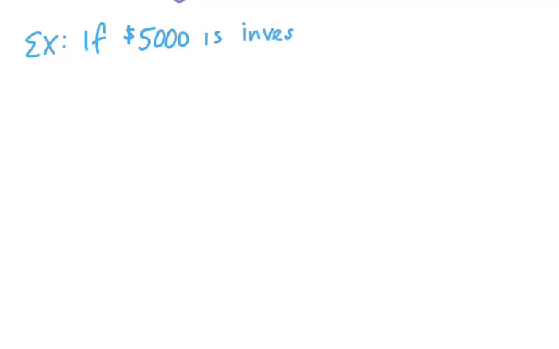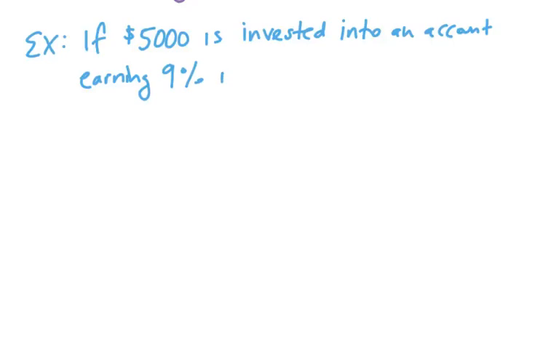So if $5,000 is invested into an account, and I want to make this kind of fun, so maybe assume it's Monopoly money or something, but let's say we were able to get a really good rate. I'm going to say 9%, which is like crazy. So 9% interest. And let's say we're able to get compounding monthly. So the more compoundings, the better.